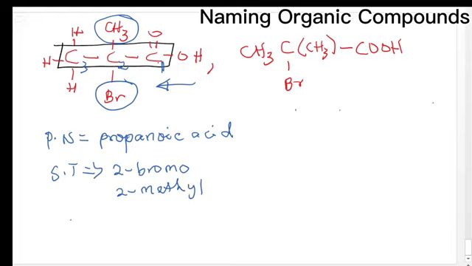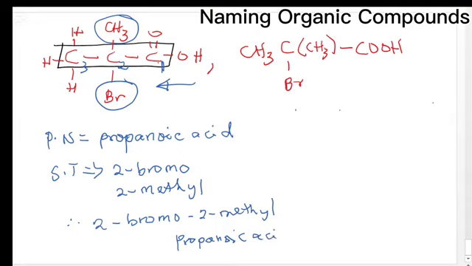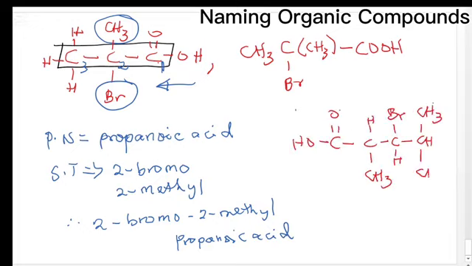To name the compound, you are going to take it alphabetically. That will be a 2-bromo, then 2-methyl, then propanoic acid. So it's a 2-bromo-2-methyl propanoic acid. That's the name of the compound: 2-bromo-2-methyl propanoic acid. Can you try to name this one?